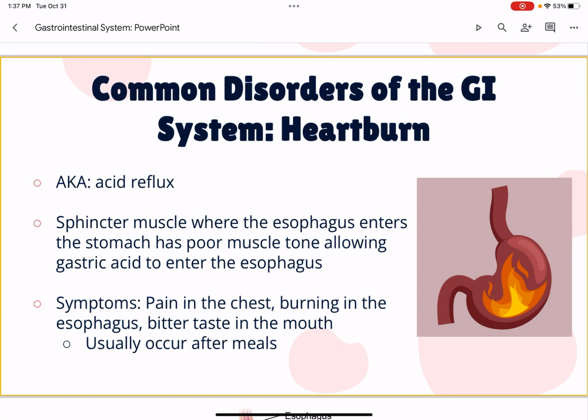Some common disorders of the GI system. The first one is heartburn or acid reflux. It occurs when the sphincter muscle where the esophagus enters the stomach has poor muscle tone, allowing gastric acid to enter the esophagus. Symptoms include pain in the chest, burning in the esophagus, and a bitter taste in the mouth. Heartburn usually occurs after meals.